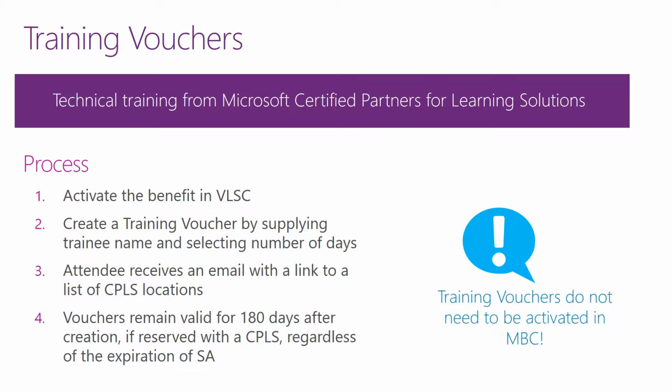Now, have a look at how the process works. I'll take the VLSC first. The first thing to do is the customer activates the benefit, and then they can create a training voucher. And the way they do that is they supply the trainee name and select the number of days that they want the voucher to be for. They'll see how many days are available to them in VLSC. And then the attendee receives an email, and that email will have a list of all the training companies with which they can spend the voucher.